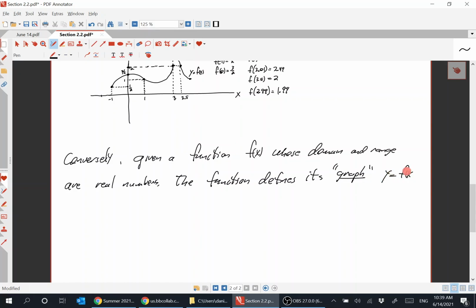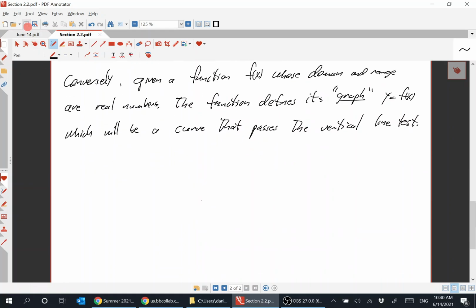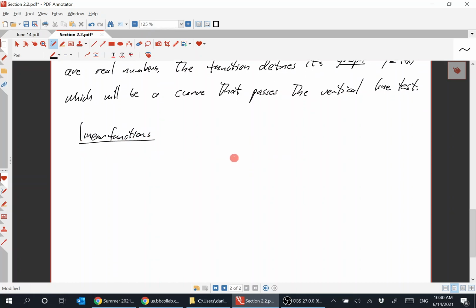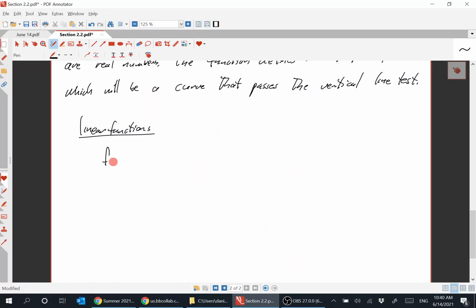Y equals f of x, which will be a curve that passes the vertical line test. Okay, so there are, of course, linear functions. So f of x equal to mx plus b, right?